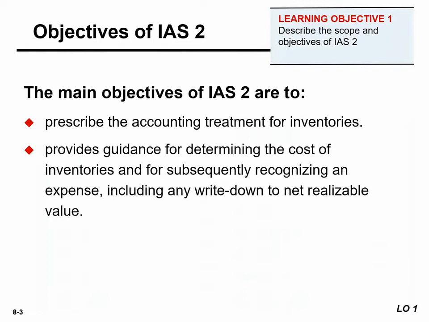Okay, what are the objectives of IAS 2? We said before it prescribes the accounting treatment for inventories. So it gives guidance about how to determine the cost of inventories, and how this cost will then be recognized later as an expense, and whether we need a write-down for inventories or not by the year end, according to the lower of cost or net realizable value rule that we will talk about later in this chapter.